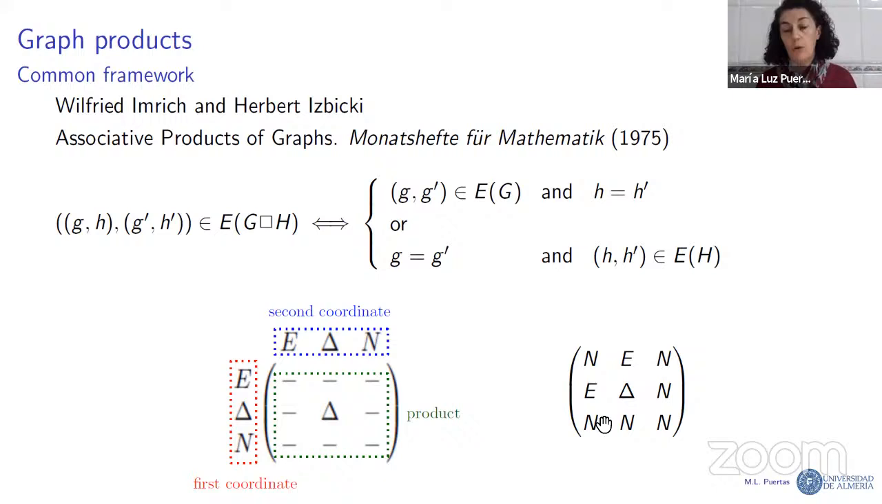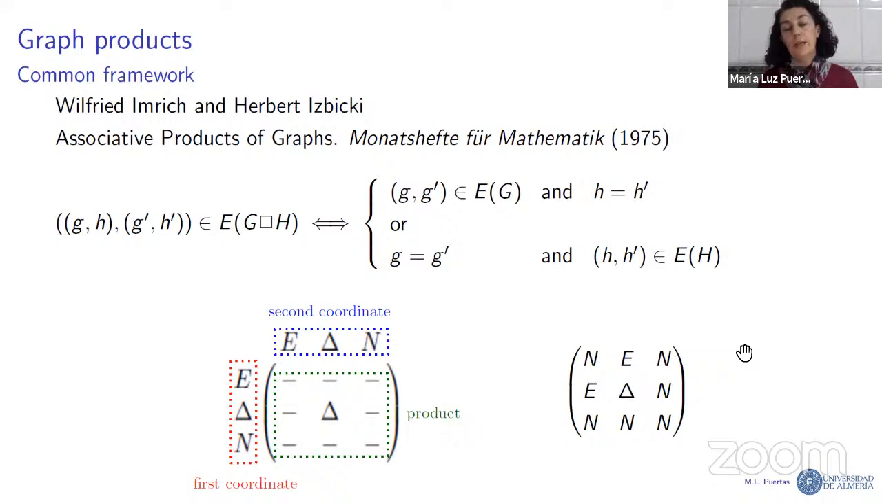For the Cartesian product, this condition says that if the first coordinates are adjacent, and E means there is an edge, we are in this line, first coordinates adjacent. Second coordinates equal means that we are in this column, the second coordinates are equal. So first line, second column, in this position we put E, which means that the vertices are adjacent, there is an edge.